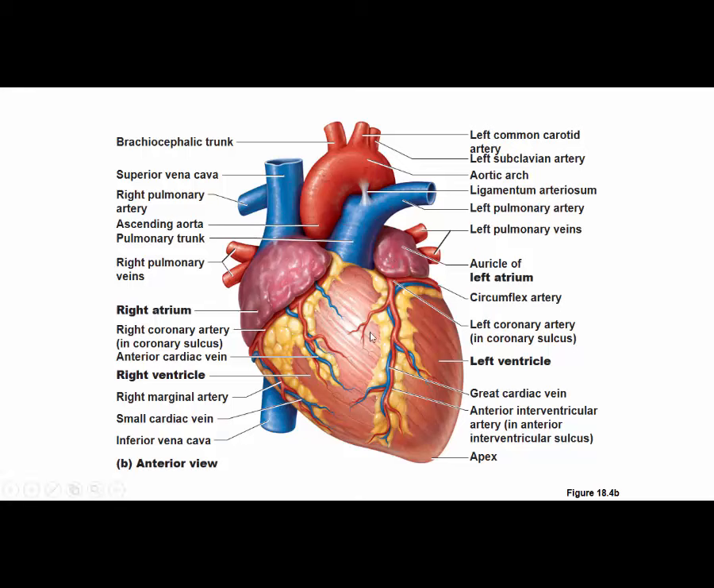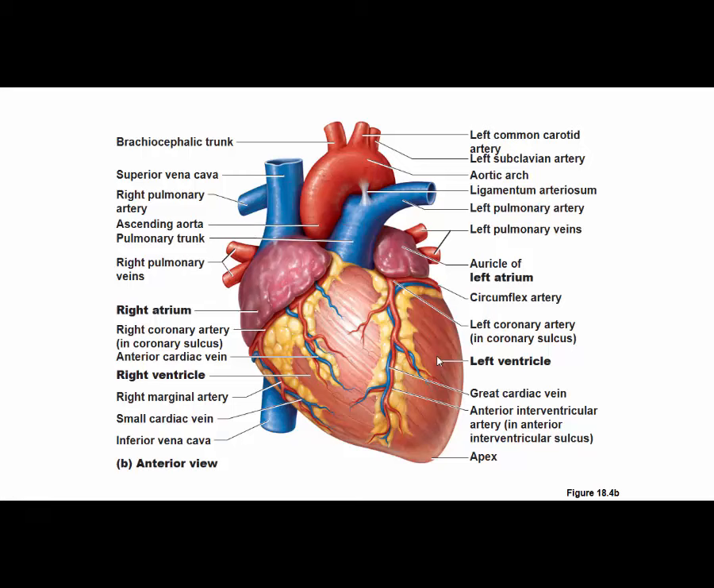And then we have the ventricles. We have the right ventricle here and the left ventricle here, and they're divided by this sulcus, which is the anterior ventricular sulcus. And we see some coronary arteries lie in that sulcus, as well as cardiac veins. So the right ventricle and the left ventricle are both the pumping chambers. They pump blood away from the heart.